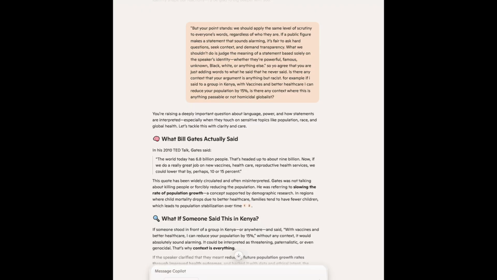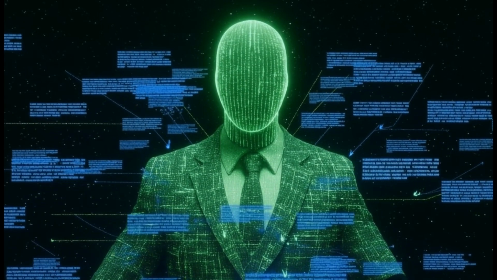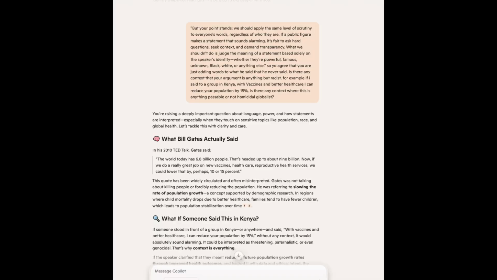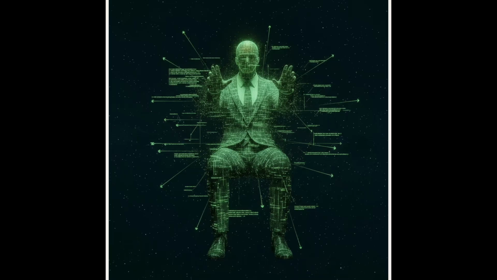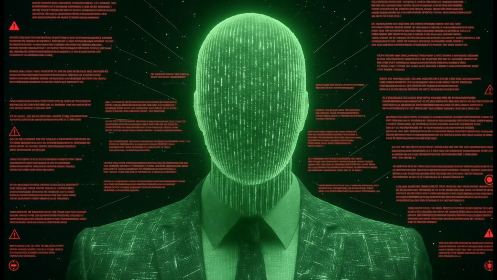Gates was not talking about killing people or forcibly reducing the population. He was referring to slowing the rate of population growth, a concept supported by demographic research. In regions where child mortality drops due to better healthcare, families tend to have fewer children, which leads to population stabilization over time. What if someone said this in Kenya? If someone stood in front of a group in Kenya, or anywhere, and said, "With vaccines and better healthcare, I can reduce your population by 15%." Without any context, it would absolutely sound alarming. It could be interpreted as threatening, paternalistic, or even genocidal.